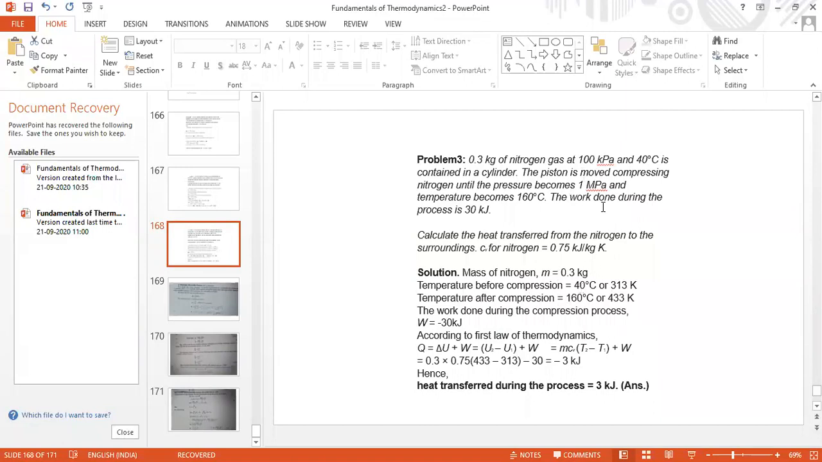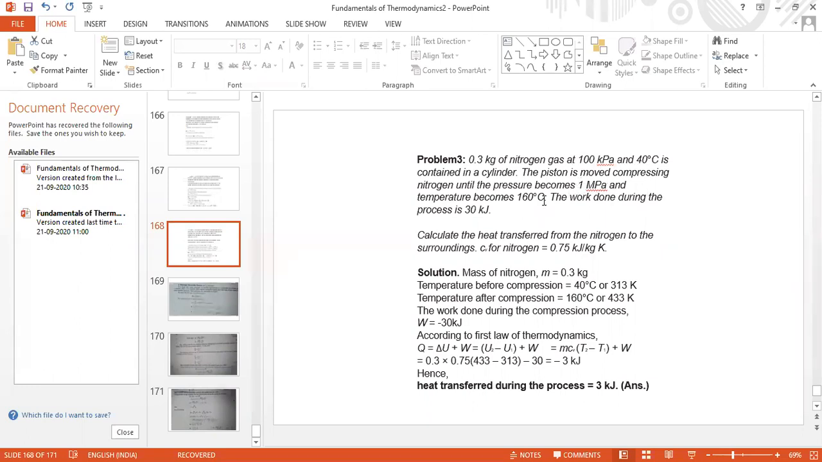It is 160. There is a little difference in the problem statement and in the solution statement. However, whatever it is, here it is. The piston is moved compressing nitrogen until the pressure becomes 1 megapascal. Here 100 kilopascal, and here after compression 1 megapascal.